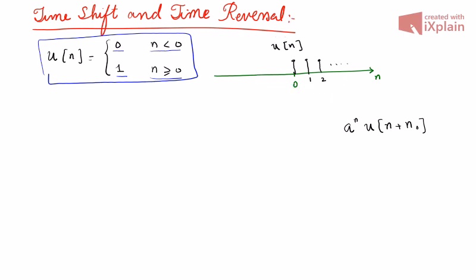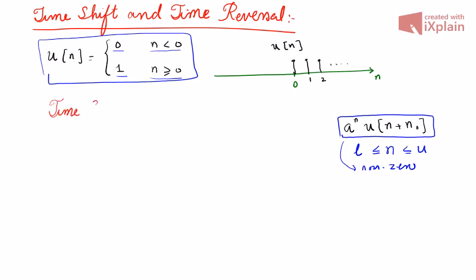We would also learn in the end the range of the values of n, the lower range and the upper range, for which this product is non-zero. So let's try step by step. First of all, apply the time shift operation.